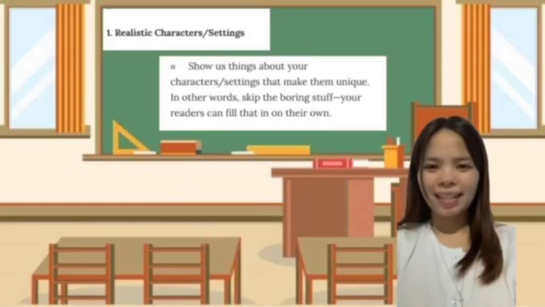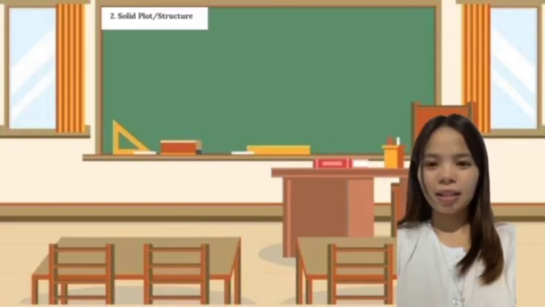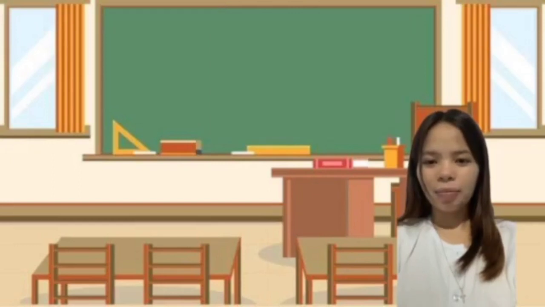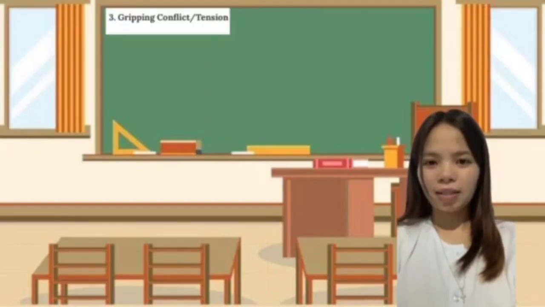Number 1. Realistic characters or settings. Show us things about your characters or settings that make them unique. In other words, skip the boring stuff your readers can feel on their own. Second, solid plot or structure. Here are some ideas on how you can do that better. In your beginning, start with a gripping hook, just like in a novel, to pull us into the story. Your end line should also pack significant punch. Remember, above all else, something has to happen. Number 3. Gripping conflict or tension.